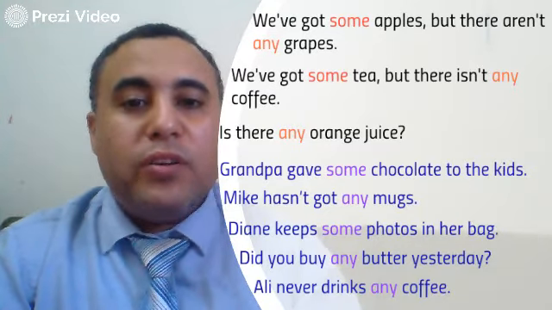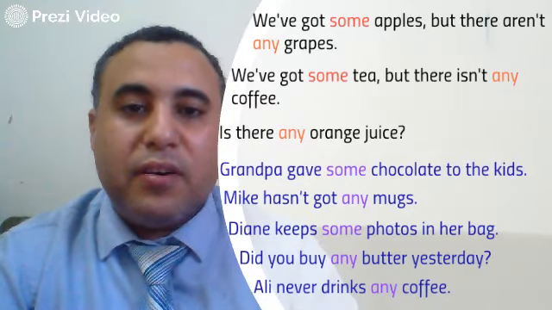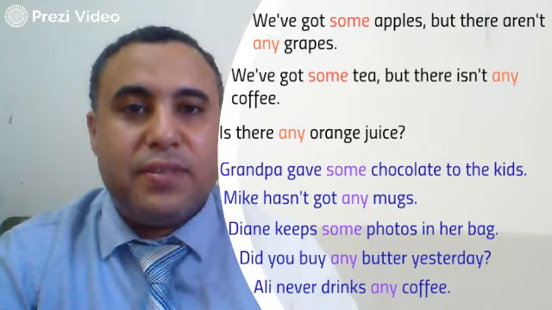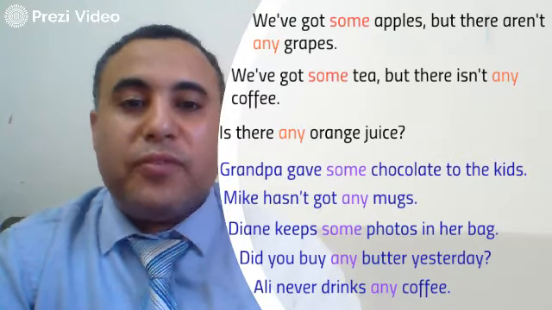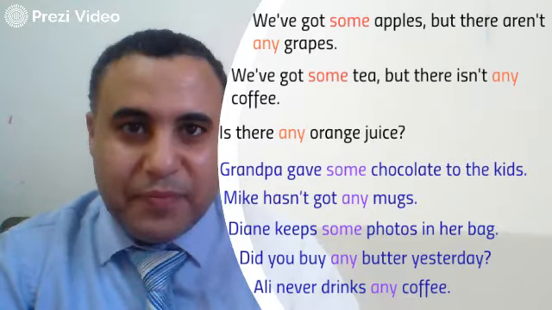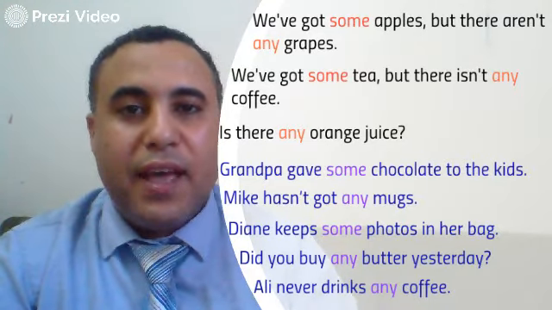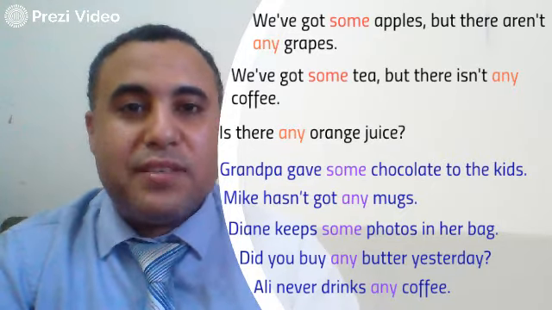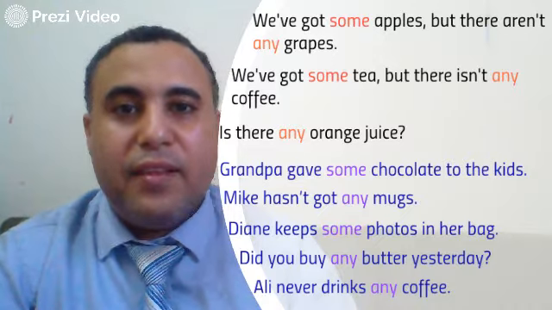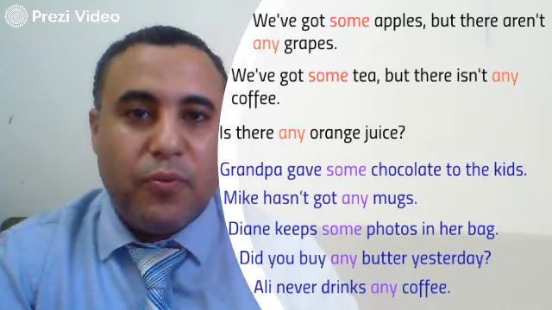Again, we've got some apples, but there aren't any grapes. We have got some tea, but there isn't any coffee. As you can see, we used some and any with both countable and uncountable words.